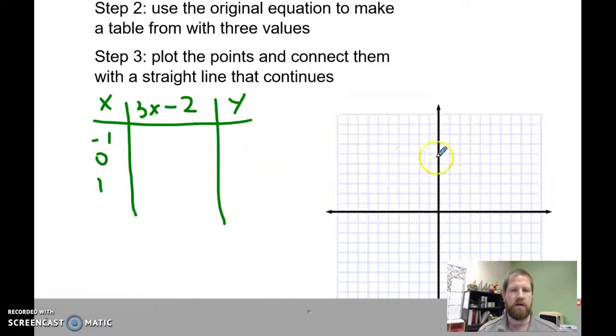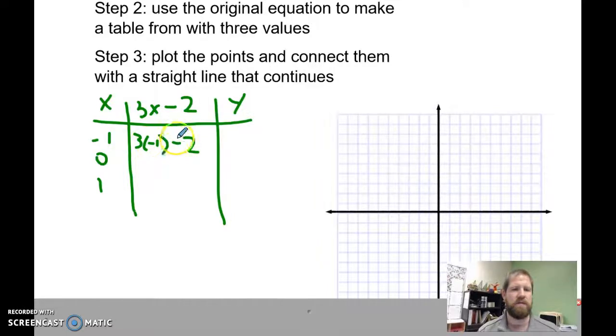So when x is 0, your y value is the y-intercept. So having those 3 values is really good. Gives you the best picture for what your graph is going to look like, or what your function is going to look like. So -1, 3 times -1 minus 2.